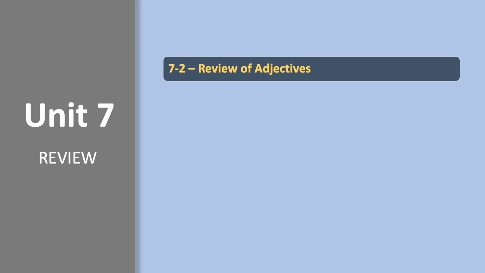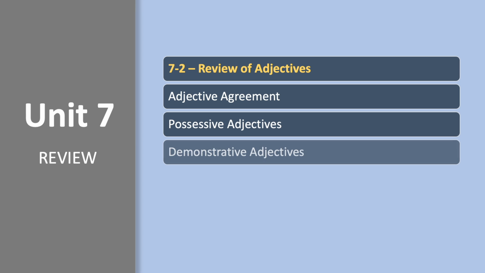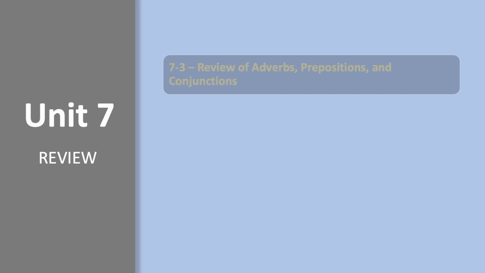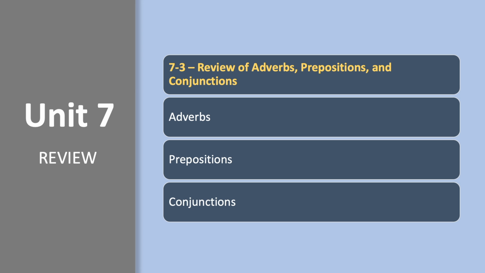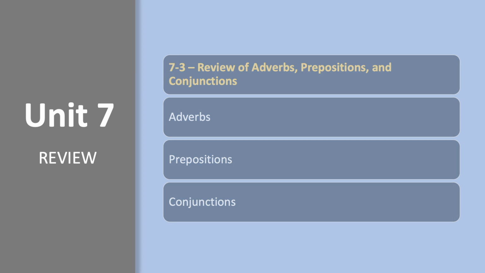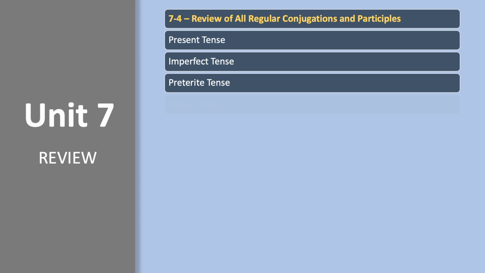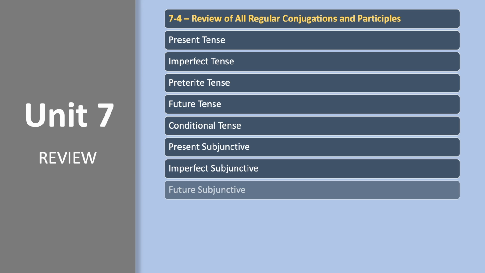With regards to adjectives, we will review adjective agreement, possessive, demonstrative, and relative adjectives, and the rules of adjective placement. Adverbs, prepositions, and conjunctions will be combined into one review lesson. We will review the regular conjugations under every tense and mood, as well as the regular present and past participle formations.